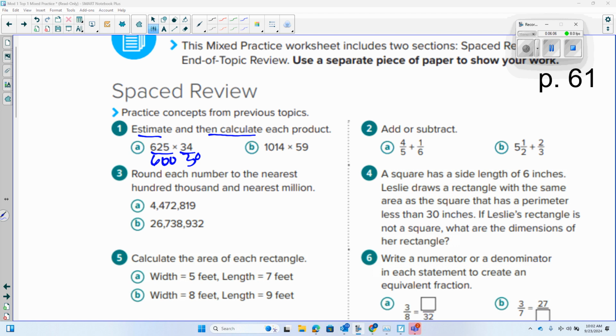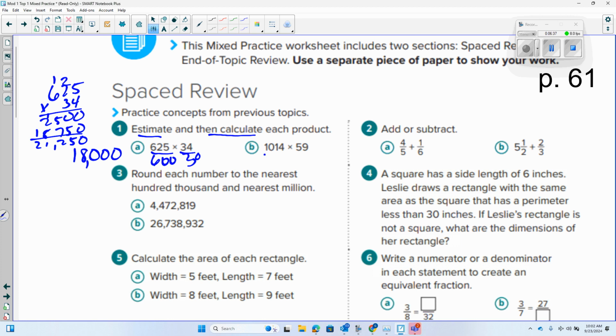Okay, estimate, then calculate. So I'm going to do 600 times 300. 6 times 3 gives me 18, and I've got 3 zeros. So it should be somewhere around 18,000. 625 times 34 is 21,250. Is that close to 18,000? Yes. So that's actually not a bad estimate. We're probably pretty good on that.